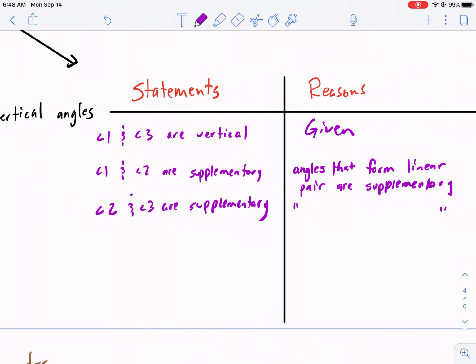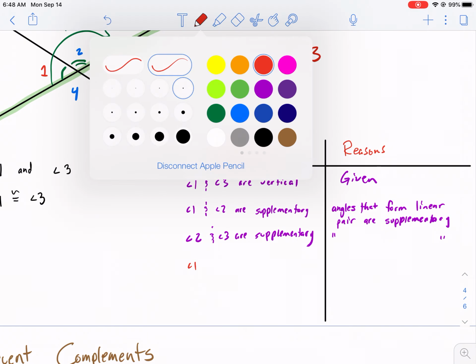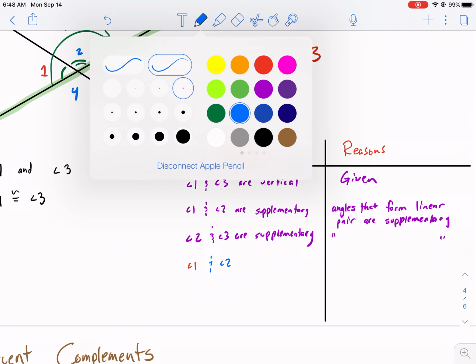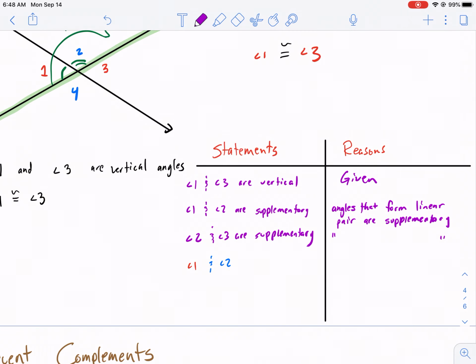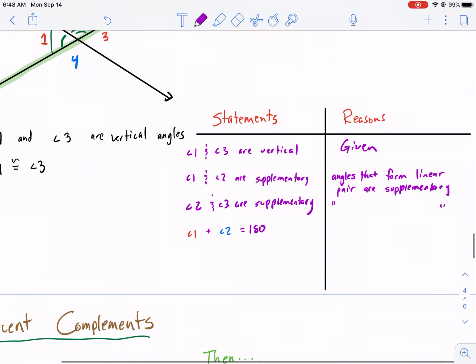Okay, moving on. If we know that they are supplementary, what does that mean? Well, we can say angle 1 plus angle 2 equals 180 degrees. And why is that? Well, we can just say definition of supplementary angles.